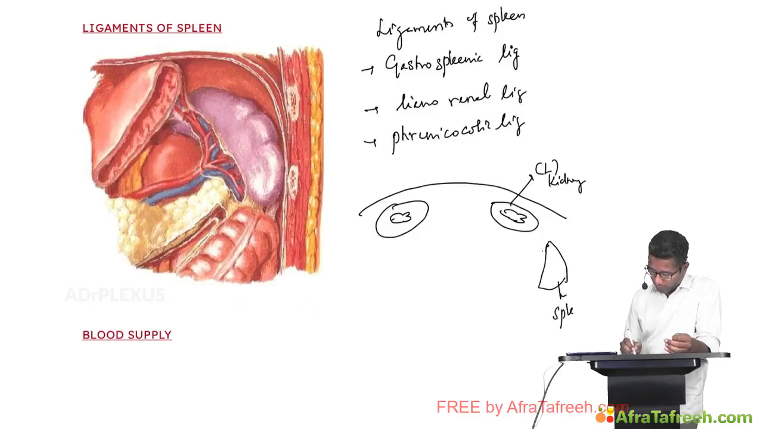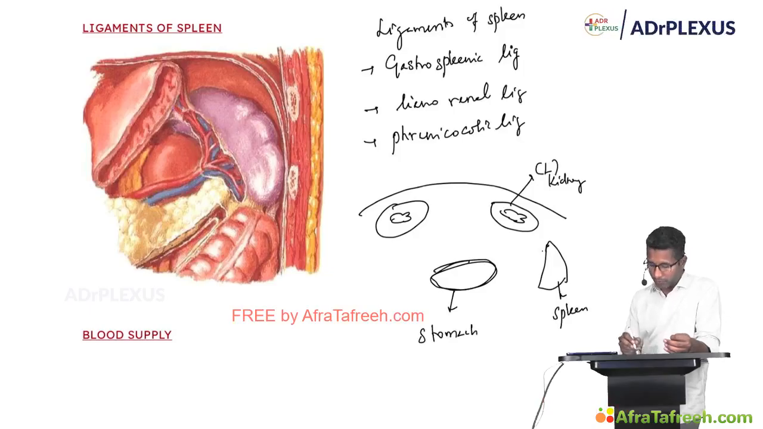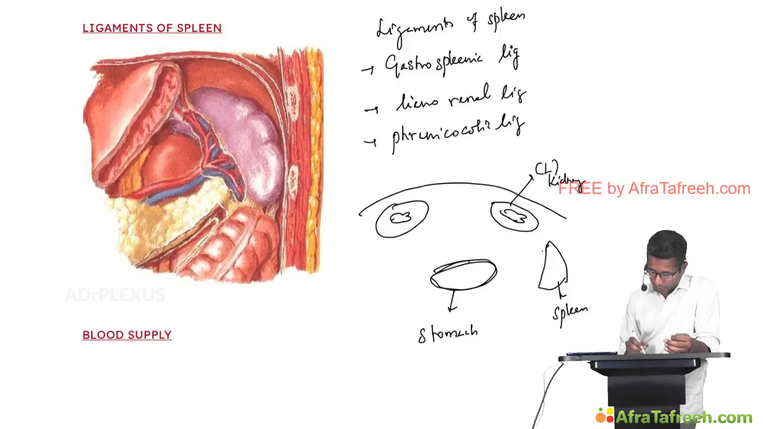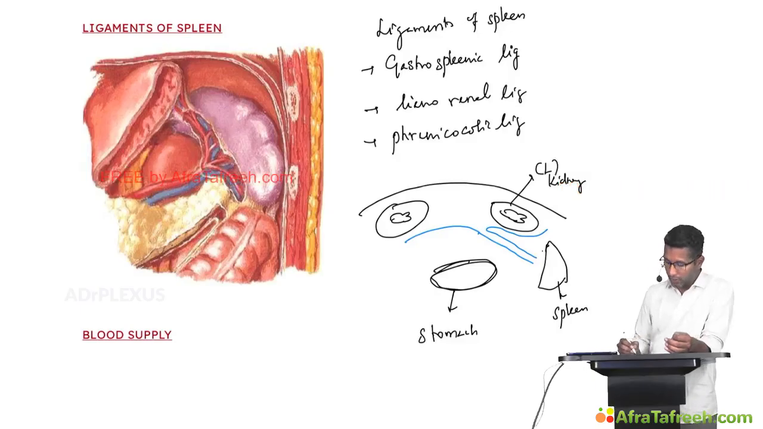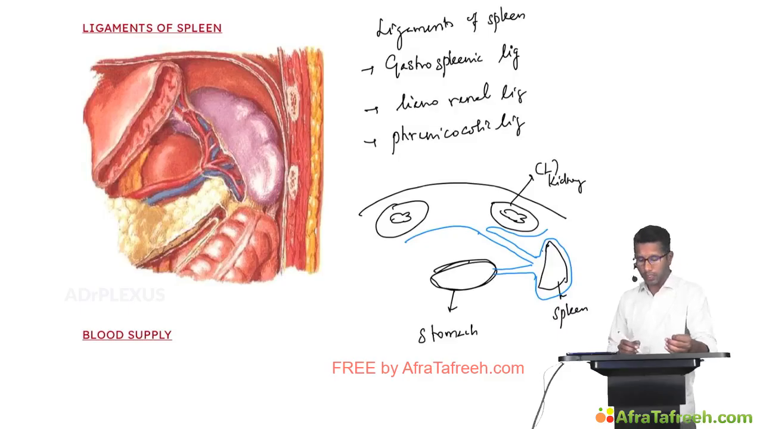In front of the kidney you also have the structure called the stomach. Now the peritoneal fold which extends from the kidney to the spleen is called the lienorenal ligament. It encloses the spleen and gets reflected to the greater curvature of the stomach.